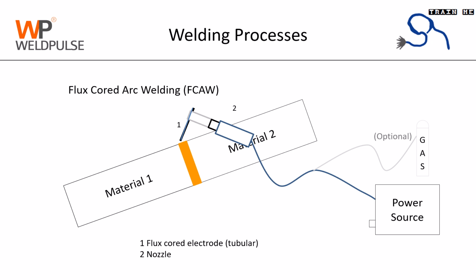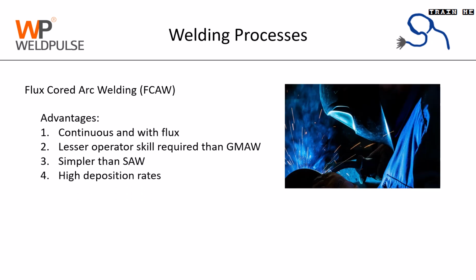Flux cored arc welding uses a consumable filler which contains flux in its core. Outside is wire like in case of GMAW, but the inside of it is flux for shielding. Therefore, in this process shielding gas is optional. This process adds the advantage of continuous wire feed and the flux. It requires lesser operator skills than GMAW.